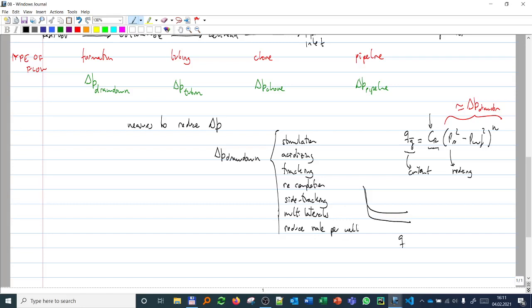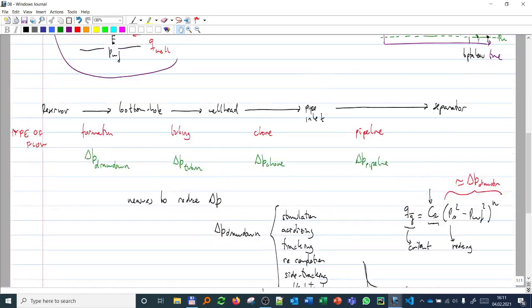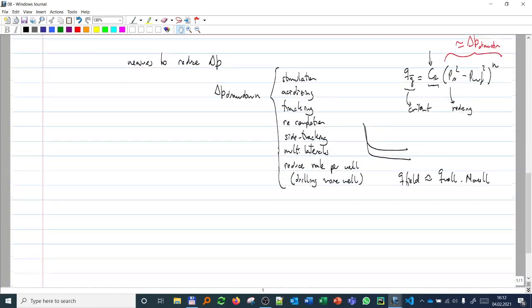We know that the Q field is more or less the Q well times the number of wells. So if I want to make this term smaller, then simply I have to increase the number of wells, and that means simply drilling more wells. If I drill more wells, then the well rate can be smaller for the same Q field, and if it is smaller, then this delta P is smaller. That means the pressure I will have at the bottom hole will be higher. So this is a summary of all the things we can do with the drawdown.